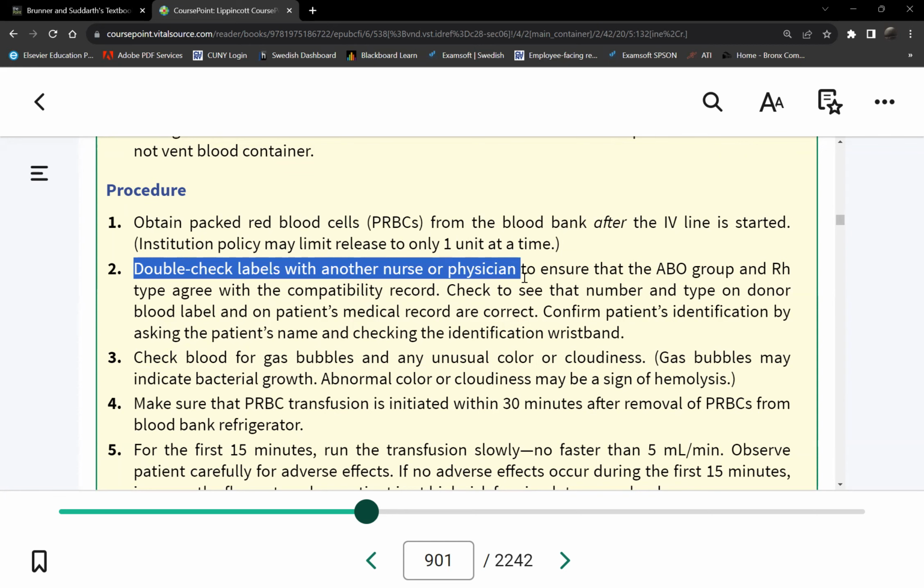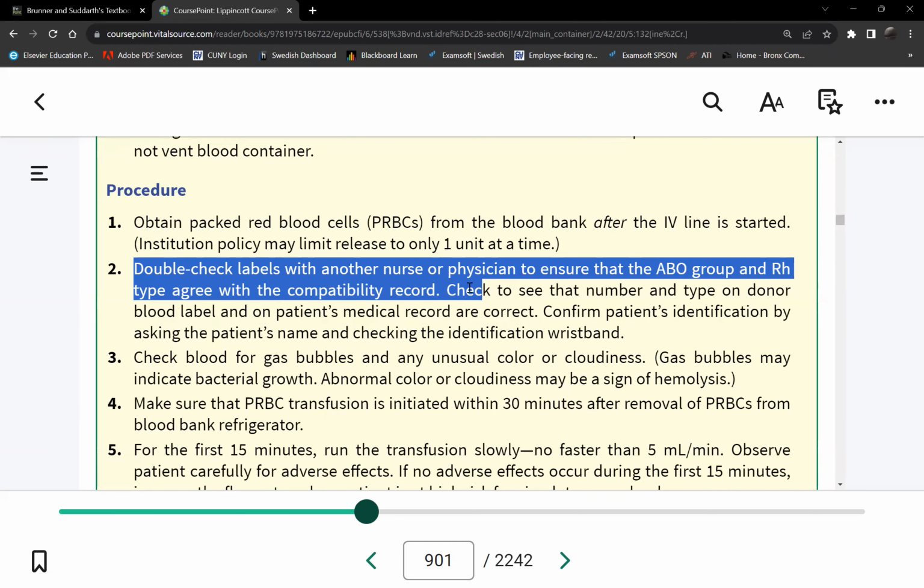Now, I know this says another nurse or physician. Did it mention it has to be a registered nurse? No, it just says nurse. Right. So therefore, can an LPN check it with you? Yes, absolutely. Other books will say with another health professional, a licensed professional. That's the term. So with another licensed professional, so who are licensed professionals?